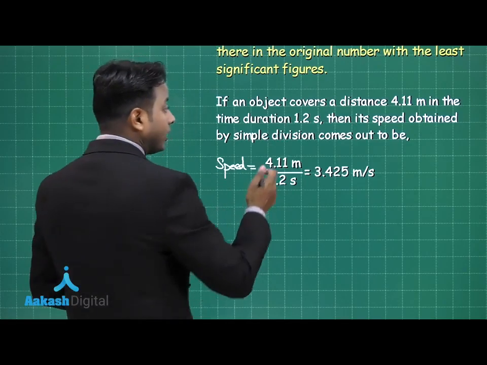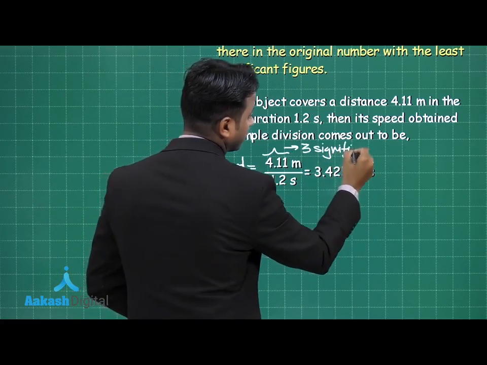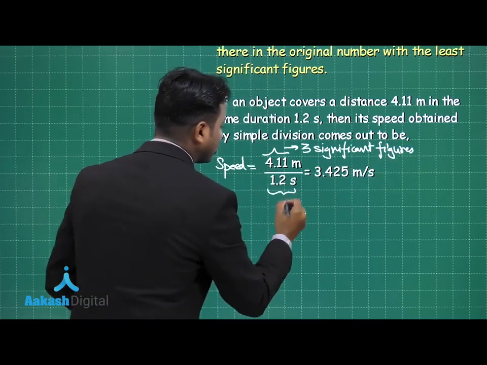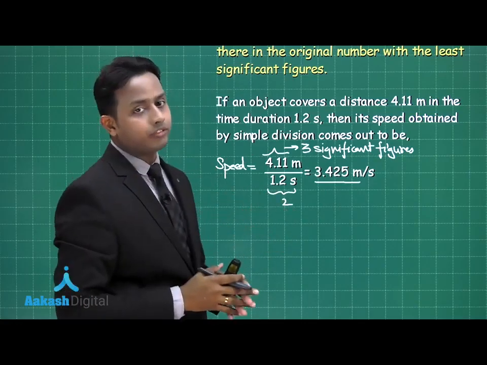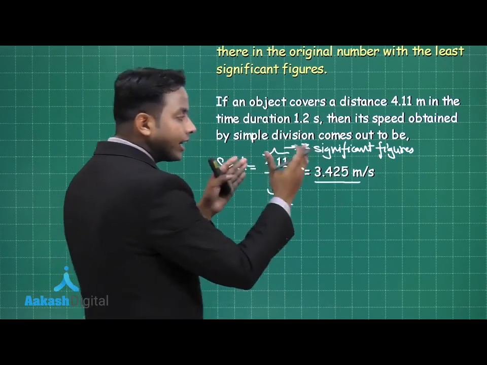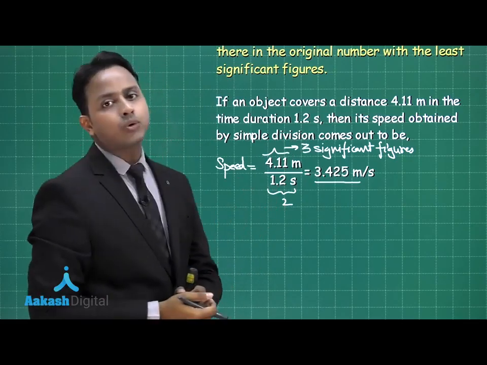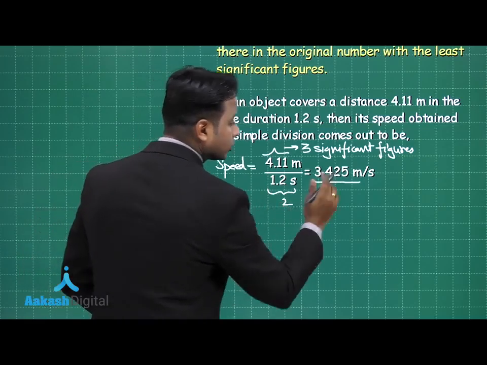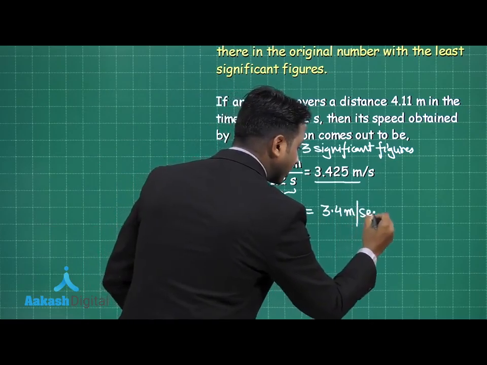But you know that the numerator has 3 significant digits and the denominator has actually 2 significant figures. So how can this answer be in 4 significant figures? So this answer should be rounded off such that it contains as many significant figures as contained by the least number of significant figures in the original numbers involved. So the answer should be reported as 2 significant figures. So this answer must be 3.4 meter per second.